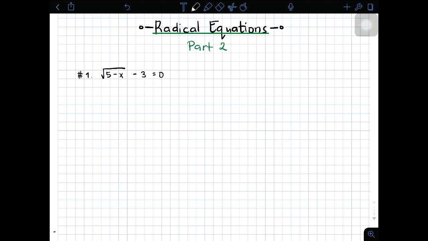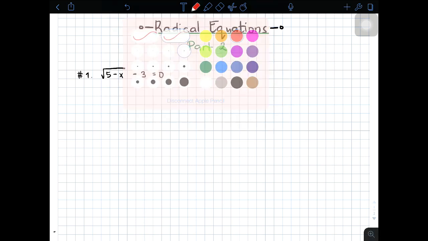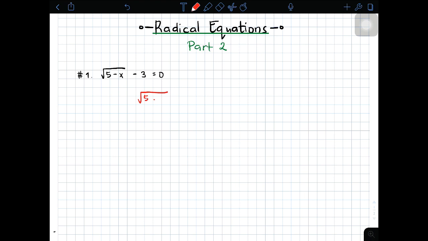So this is the way how you do it. You have the square root of 5 minus x is equal to 3. We isolated the radical term. And then, to eliminate the radical sign, you're going to square both sides of the equation. In this manner, you can eliminate the radical sign and the power of 2. On the left side of the equation, you will only have 5 minus x. And on the right side, you have 9 as the square of 3.